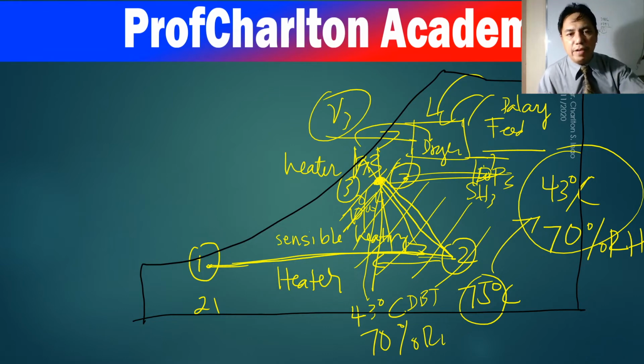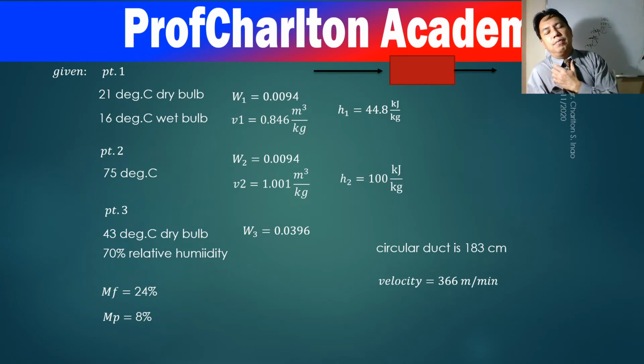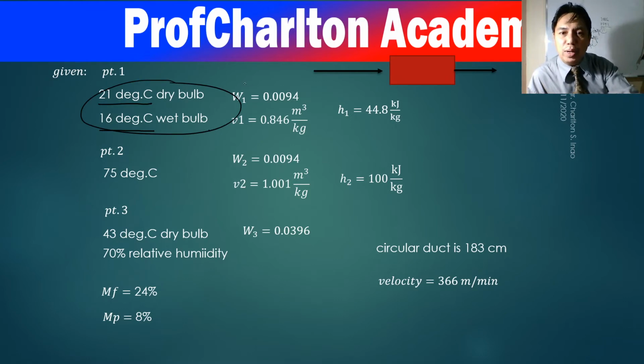Okay, so now, since we explained this very clearly, I think in a non-engineering manner, everybody can understand. We go now to this. So here, it's a very neat, very clear presentation of the parameters. Look at this: 21 degrees centigrade dry bulb, 16 degrees centigrade wet bulb. That's point one. And what can we get from point one? We can get the W1, or the specific humidity at one: 0.0094. What is this? If you are in metric, you have kilogram of water or moisture per kilogram of DA. What is DA?